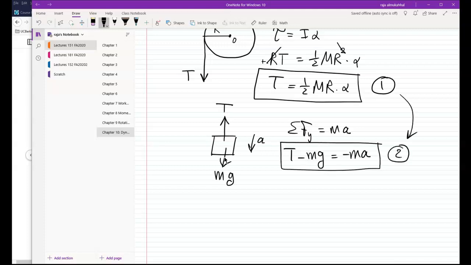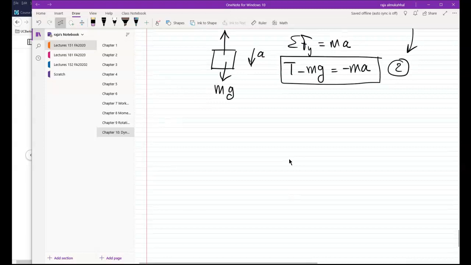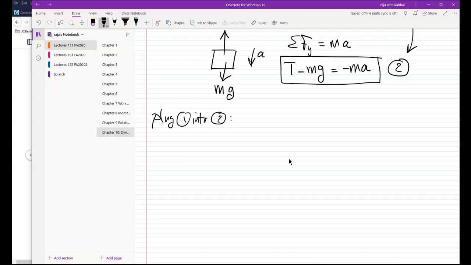Now, somehow I need to combine those two together. Okay? How do I do that? Well, I'm not interested in the tension. He didn't ask me for it. So I can take this T equals 1/2 M R alpha, and I can plug it right in here. Got it? So let's do that. So plug 1 into 2. So that becomes 1/2 M R alpha equals mg minus ma.